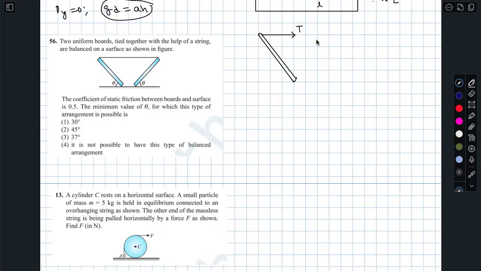Uniform boards tied together with the help of a string are balanced, and this is angle theta. mg.